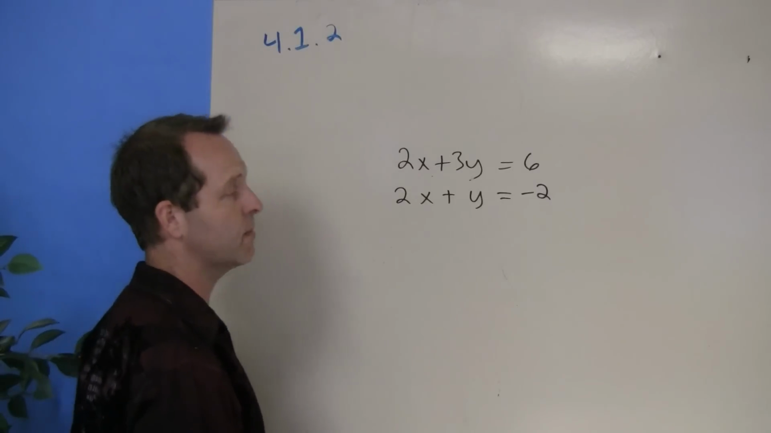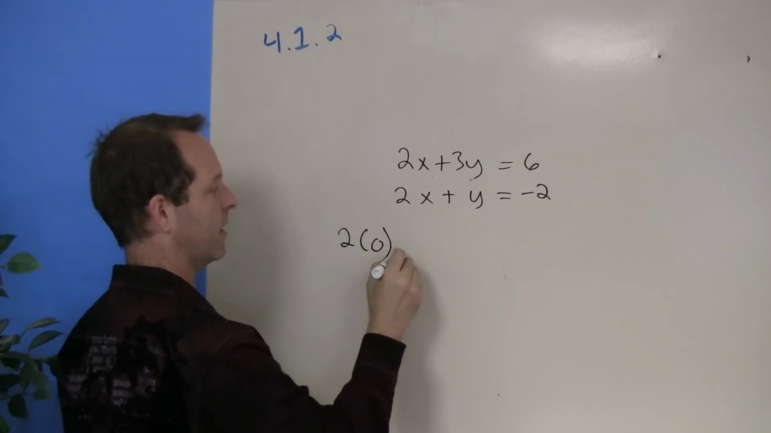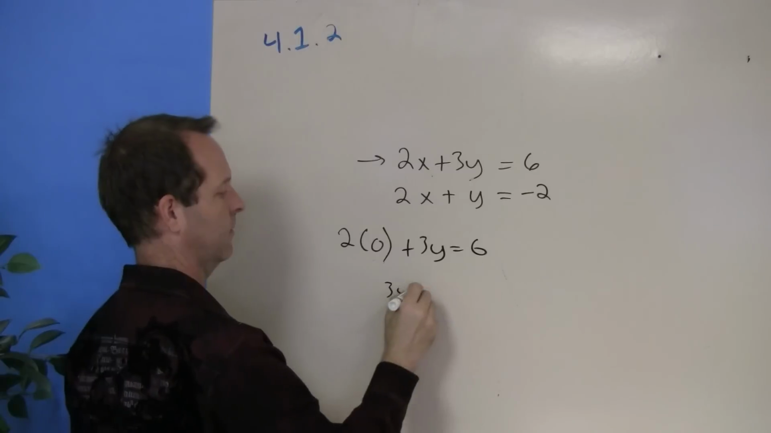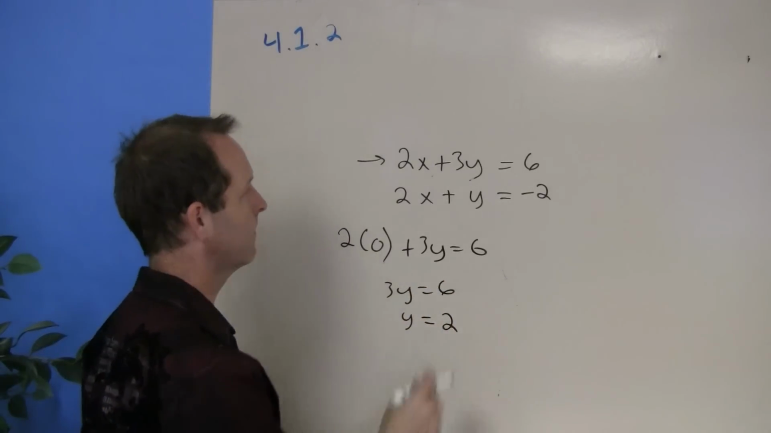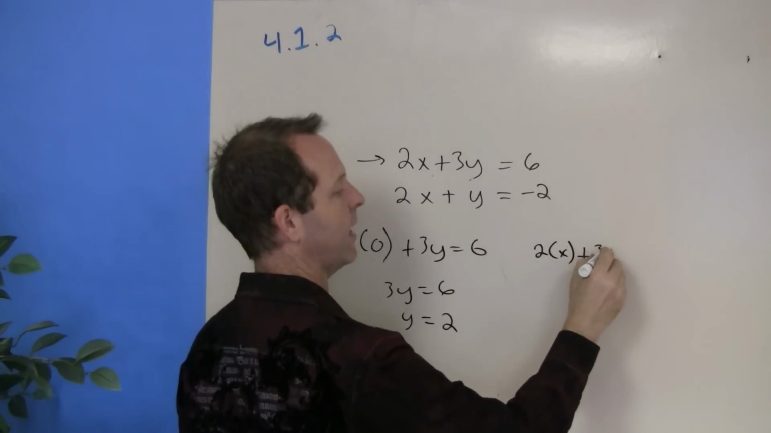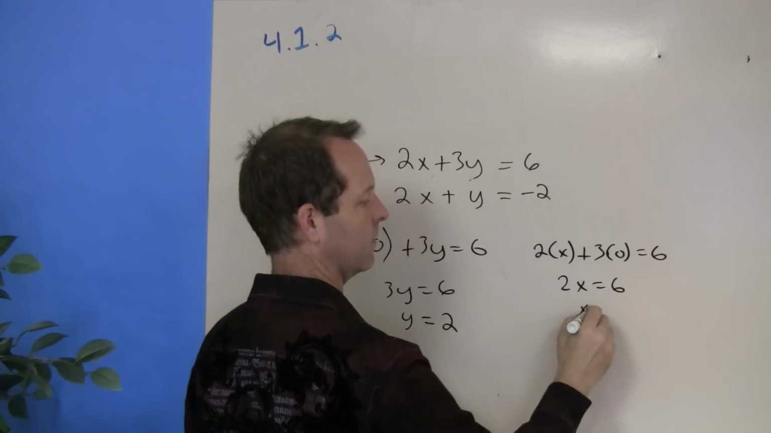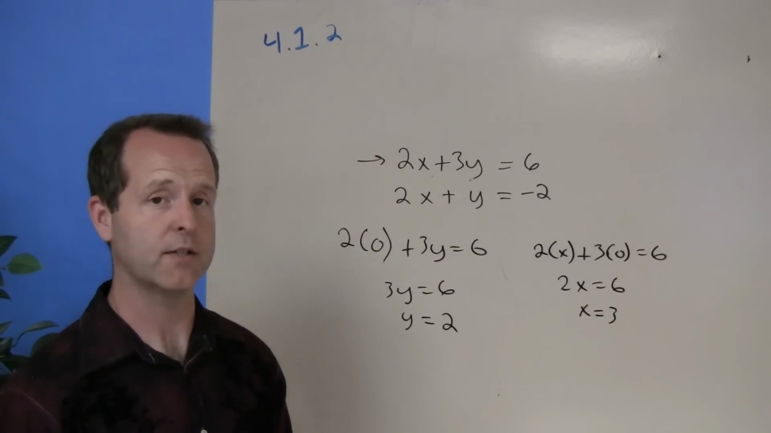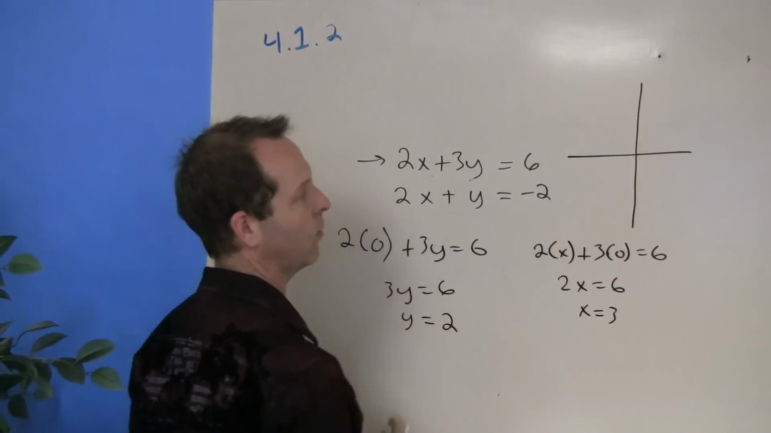So this first line, 2x plus 3y equals 6, well, I'm going to first substitute 0 in for x and solve for y on that first equation. And I get y equals 2. In the same equation, I'm going to let y equal 0 and solve for x. So I have x equals 3 and y equals 2 as my intercepts, where they cross a particular axis. So I can draw my coordinate pair, or my rectangular system.